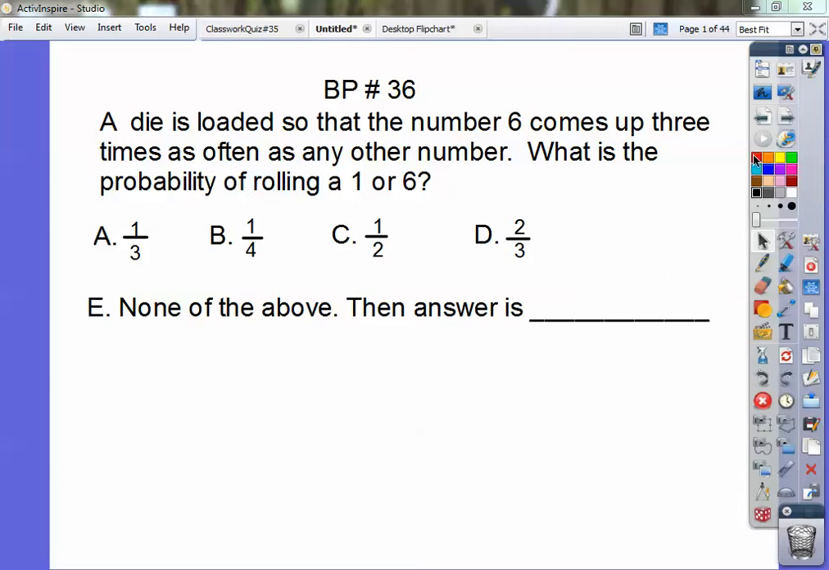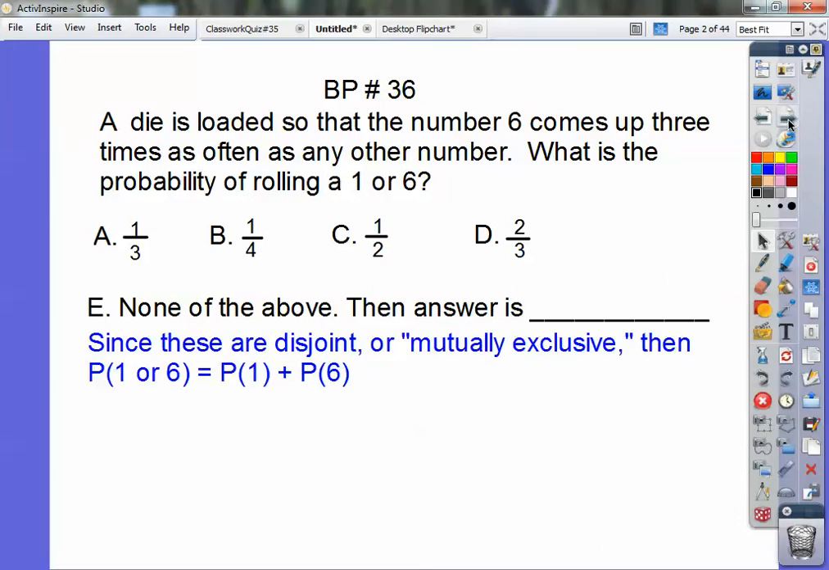Okay, so this is how I thought of this. There's other ways to do this. Since they're disjoint, you can't get a 1 and a 6 at the same time, so they're mutually exclusive from each other. So for the probability of 1 or 6, you just use the addition rule on that.